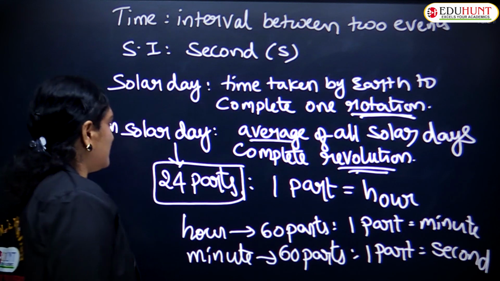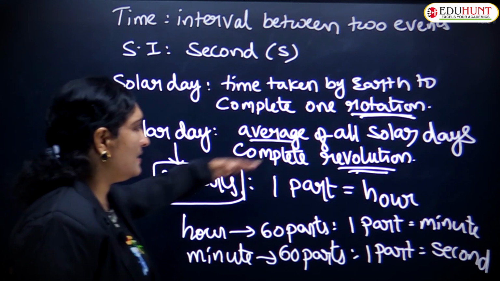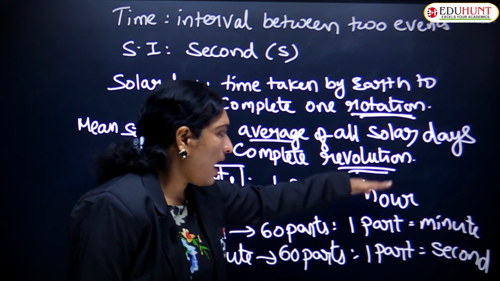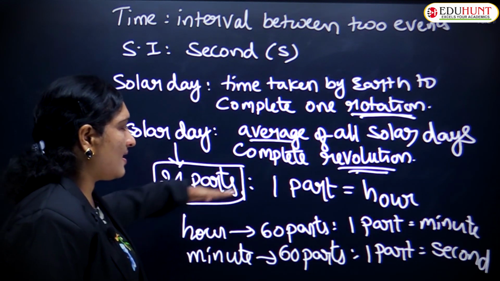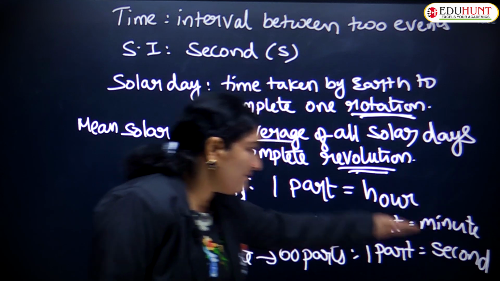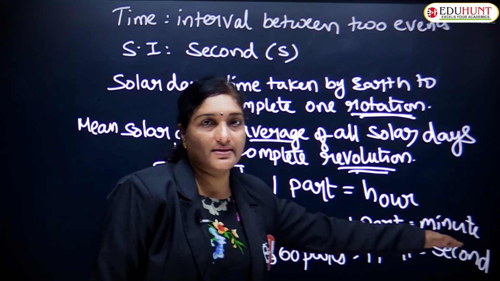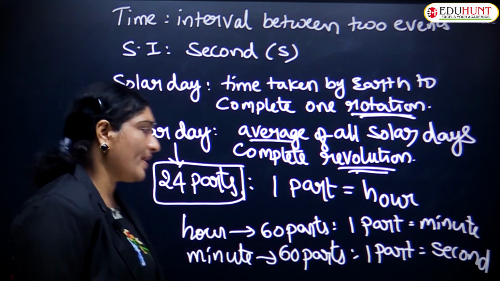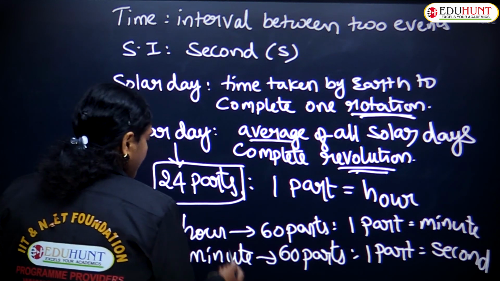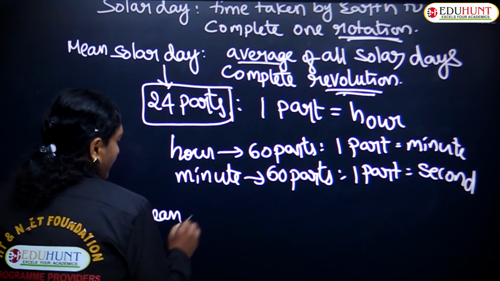So let me repeat once again. Mean solar day is divided into 24 parts. Each part is called an hour. Every hour is divided into 60 parts. Each part is called a minute. Every minute is divided into 60 parts. Each part is called a second.